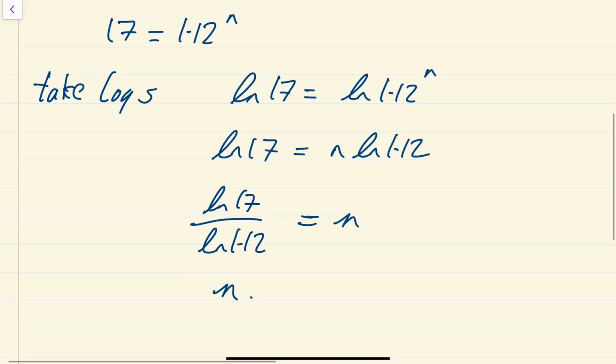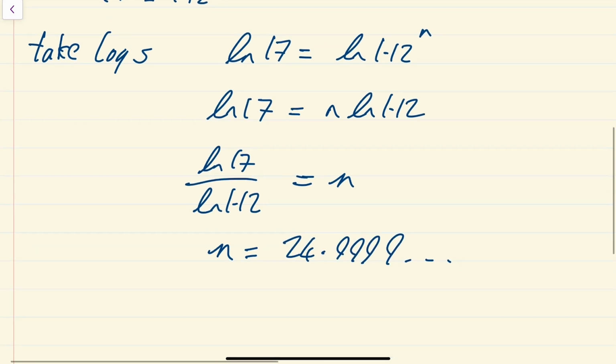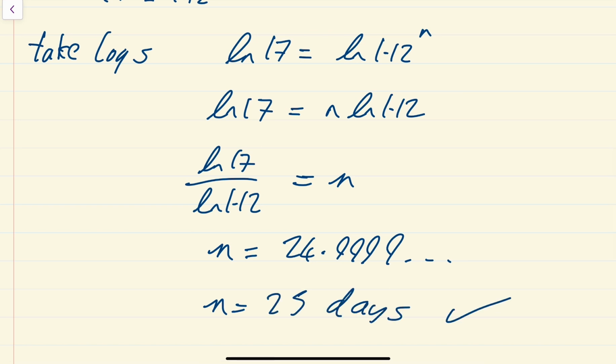And let's see what that is. Right. That is going to be, using a different calculator, I don't even know how to use it. ln of 17, and then divided by ln of 1.12, and I got 24.99999, and so on. So what they're going to be looking for is 25 days. There we go.